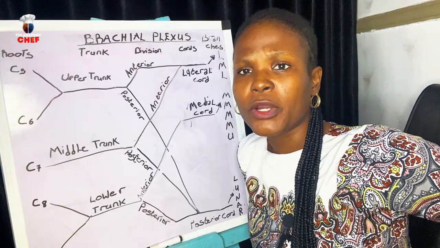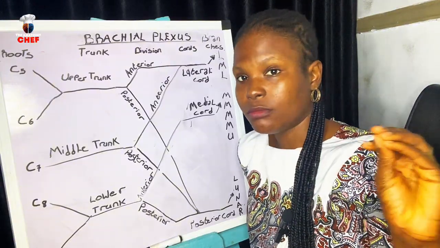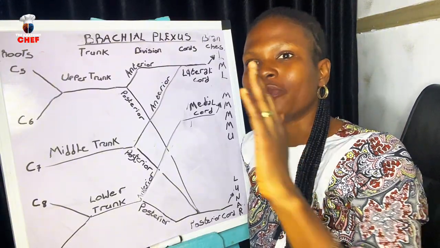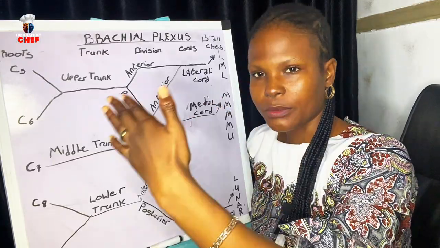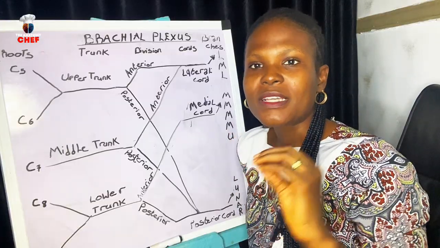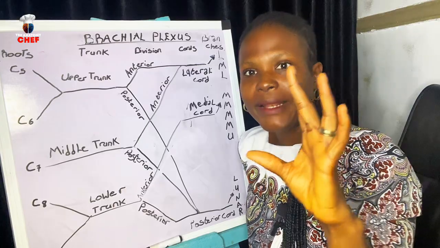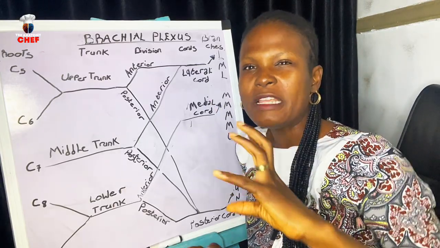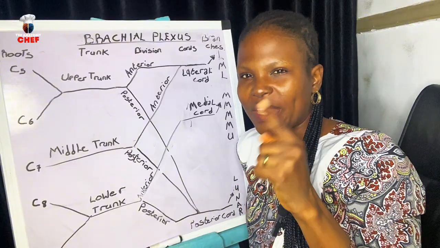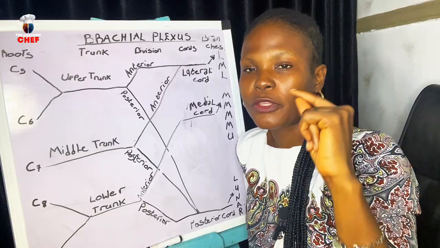Now, what is the brachial plexus? The brachial plexus is, simply put, the collection of nerves or connection of nerves that supplies the upper limb, or a network of nerves that brings supply to the upper limb. When you hear plexus, one thing that should come to your mind is network. Have you seen a mesh network before? Exactly. Well, that's what should come to your mind whenever you hear the word plexus.